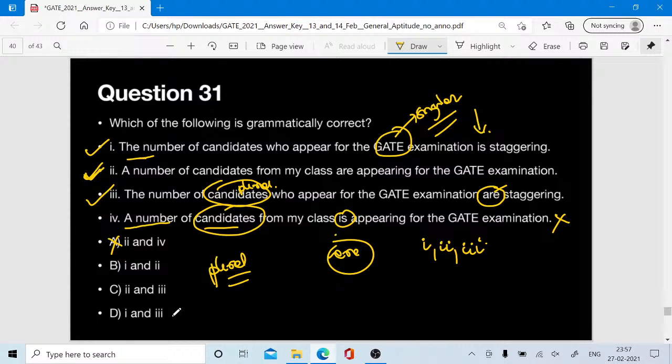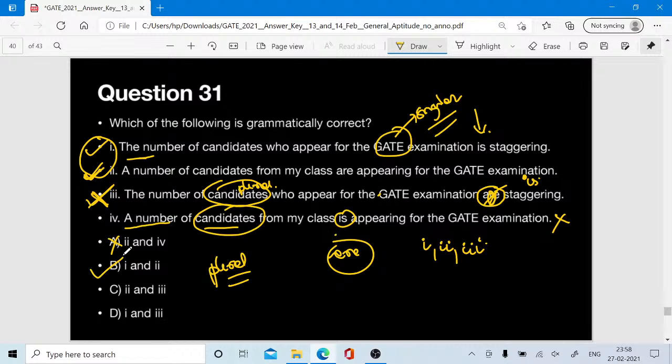Wait a minute. The number of candidates... I think I have made a typo here. The number of candidates who appear for the GATE examination are... this is wrong. The number of candidates who appear for the GATE examination is staggering. So the third one is wrong. I'm really sorry. 1 and 2 is the right answer.